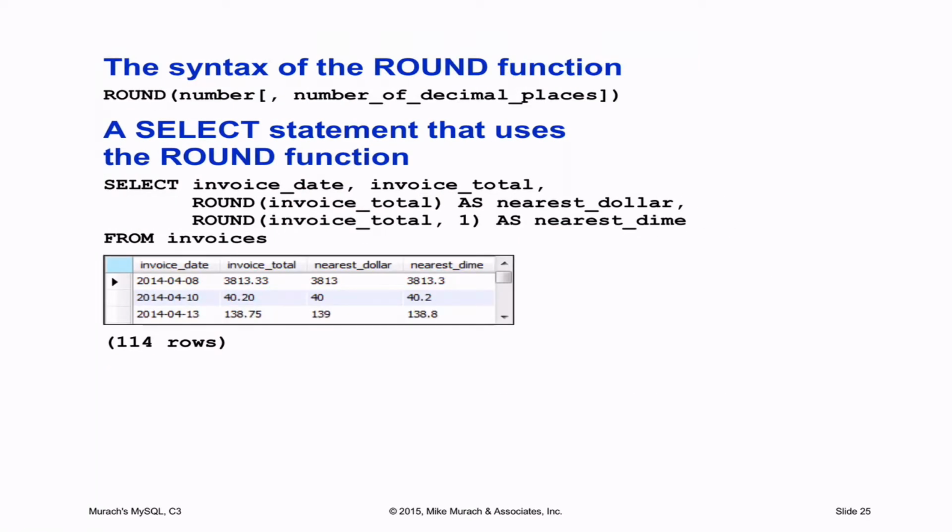A round function is available. Here's an example of the round function where it's going to round to the nearest dollar or nearest dime. You can see some examples here where it just rounded to the nearest dollar. This one rounded to the nearest dime. And the way it did that was with the number of decimal places.